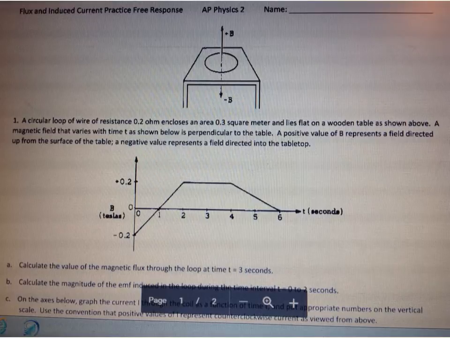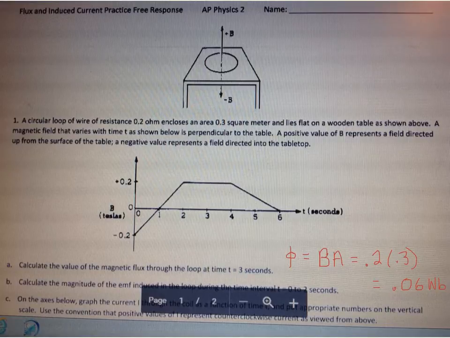So for part A, they've asked us to calculate the value of the magnetic flux through the loop at time t equals 3 seconds. In this case, since the field is exactly perpendicular to the loop, or parallel to the normal line of the loop, all we need to do for flux is B times A. So I'll write that out and solve that. Flux equals the field strength times the area of the loop, so 0.2 times 0.3, and we get 0.06 Webers.